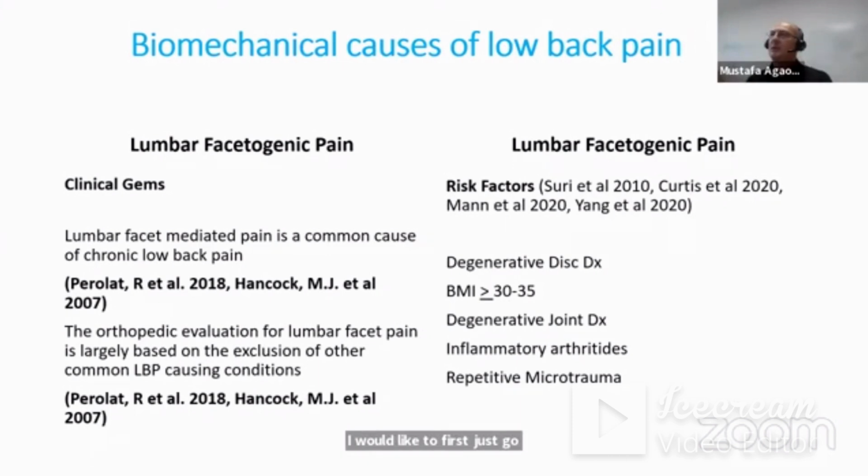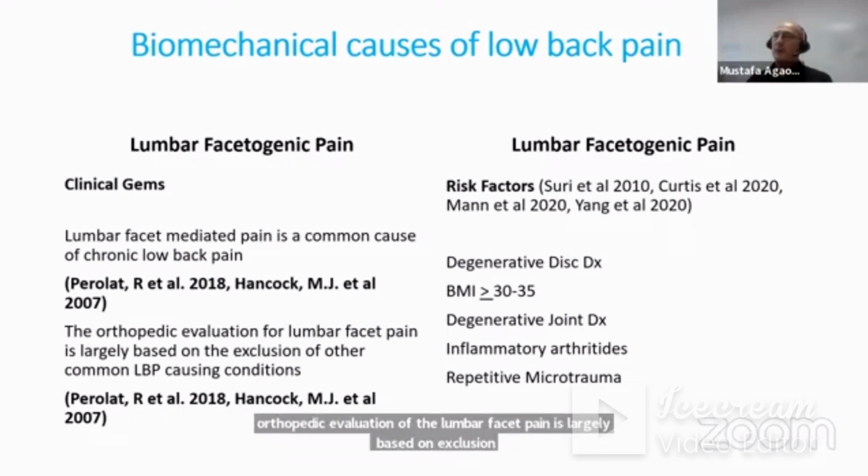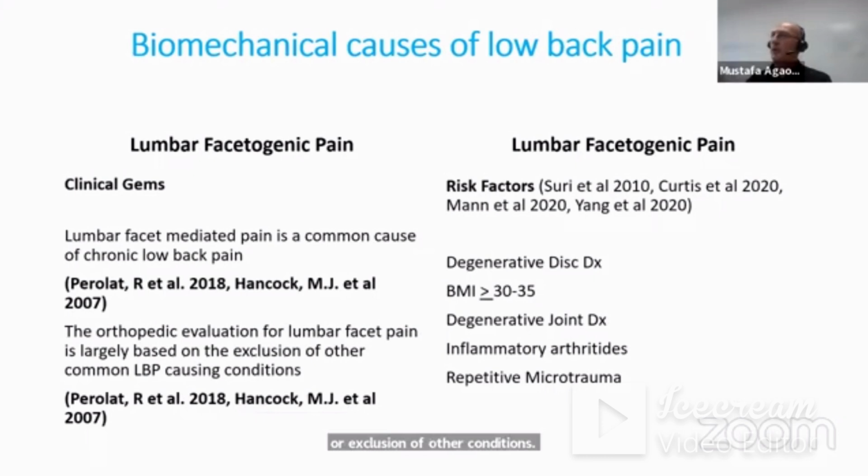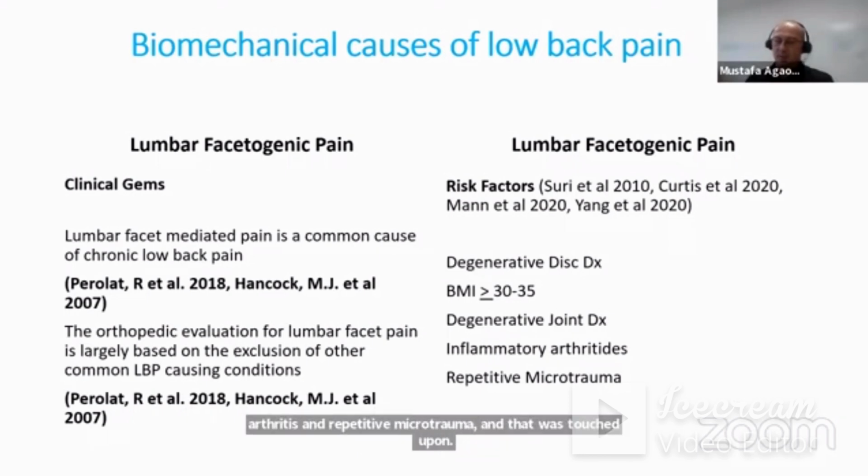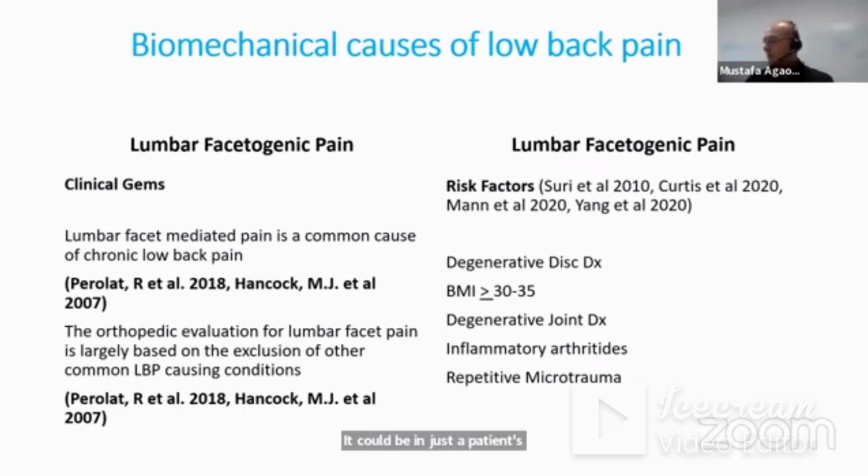So we have studies that show lumbar facet-mediated pain is a common cause of chronic lower back pain. The orthopedic evaluation of lumbar facet pain is largely based on exclusion of other conditions that may be causing lower back pain. So I wanted to see what the risk factors were for lumbar facetogenic pain. They're degenerative disc disease, high BMI, degenerative joint disease, inflammatory arthritis, and repetitive microtrauma, and that was touched upon. It could be in the patient's lifestyle, or it could be athletics, just accumulated microtrauma.